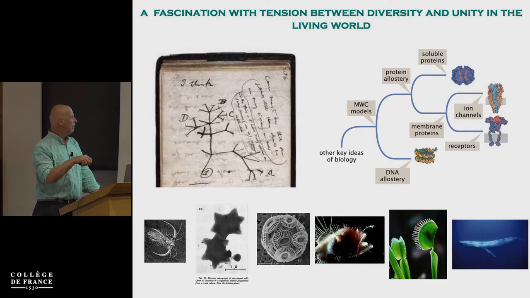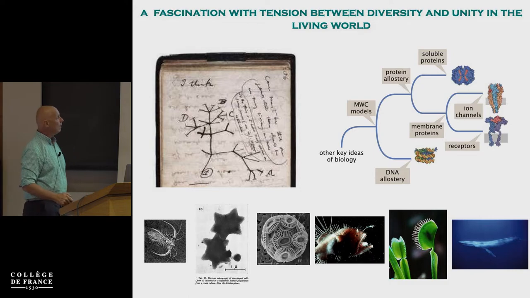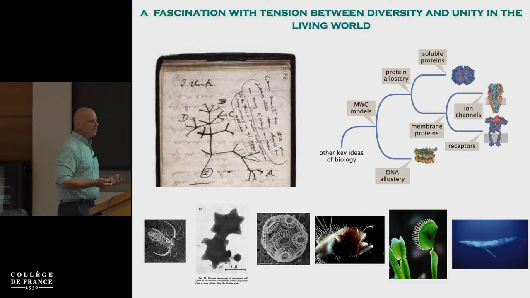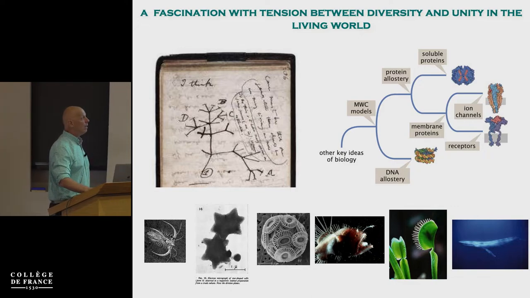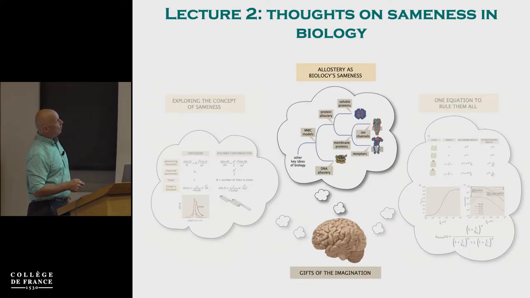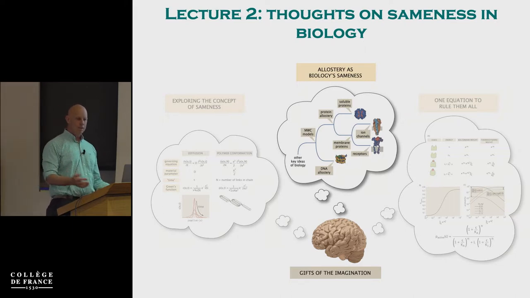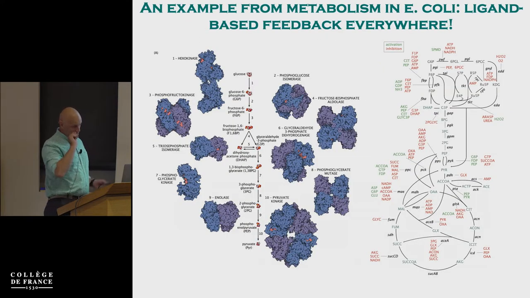So these really give us a sense of the diversity of life. But I think it could be said that maybe sometimes we spend too much effort on thinking about the diversity of life to the exclusion of wondering about the unity of life. What is it that gives living organisms and the molecules that make them tick their similarities? And so with that as my background, I want to talk about allostery as biology's sameness, okay? So let's start here.